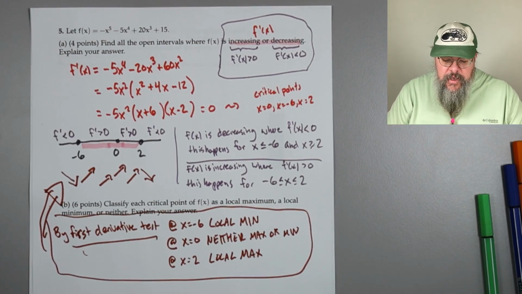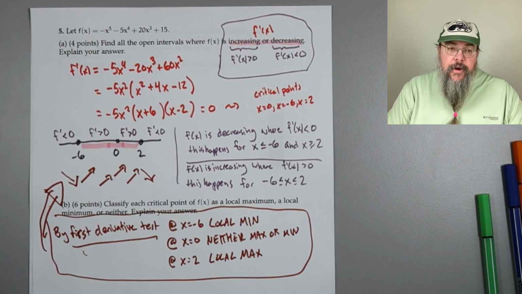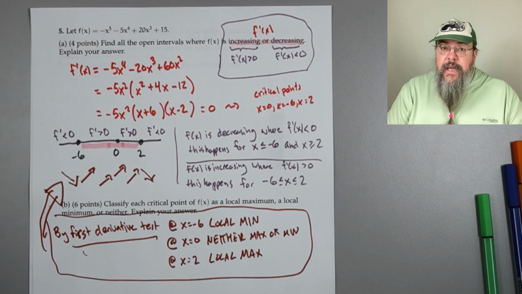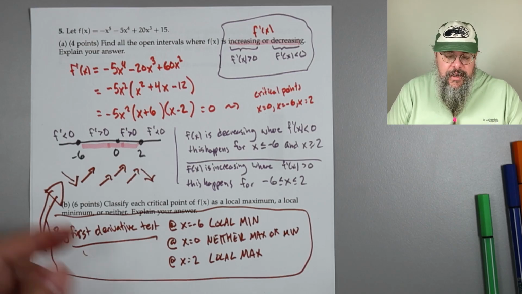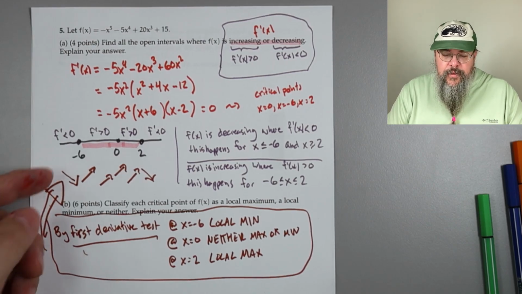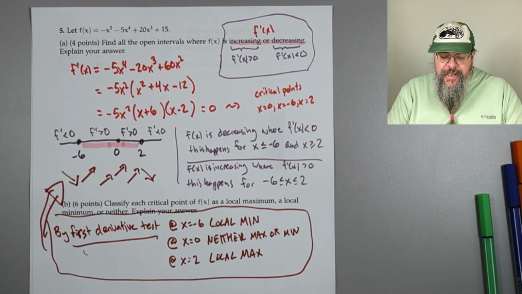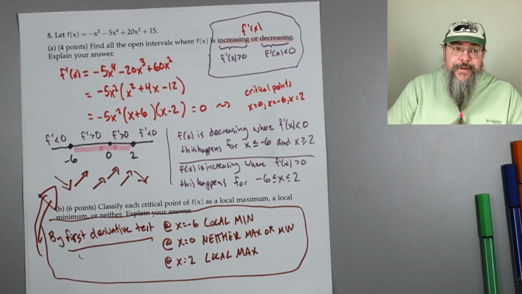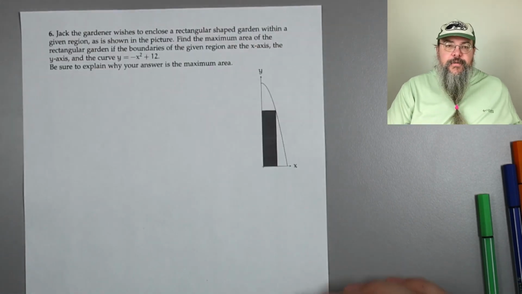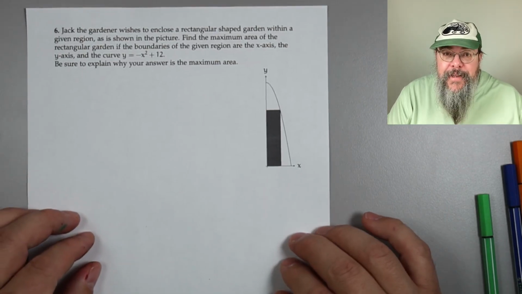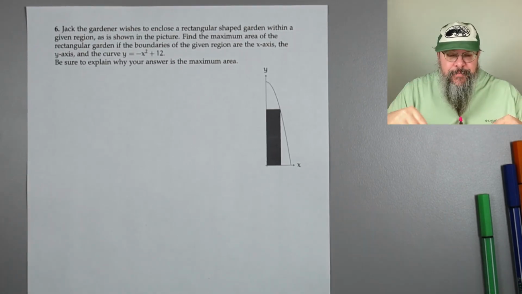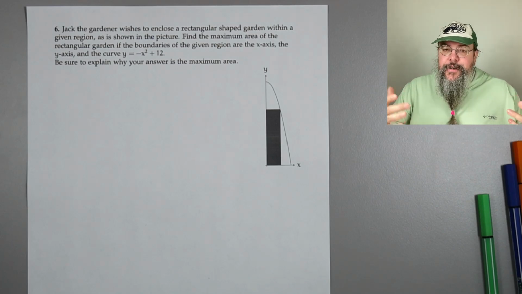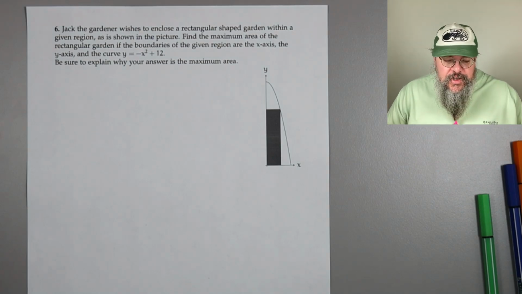Great. Well, that was actually surprisingly easy. Now, could we have done the second derivative test? Yeah, we could have. But once you've already invested to know things such as increasing, decreasing, you basically understand the function well enough to do classification, which means we're happy enough to move on to number 6, our last one. Jack the gardener. Well, okay, nice to meet you, Jack.